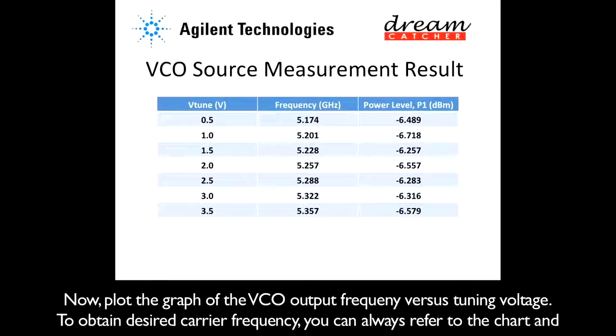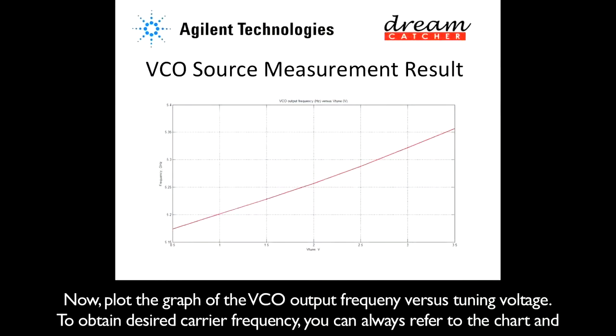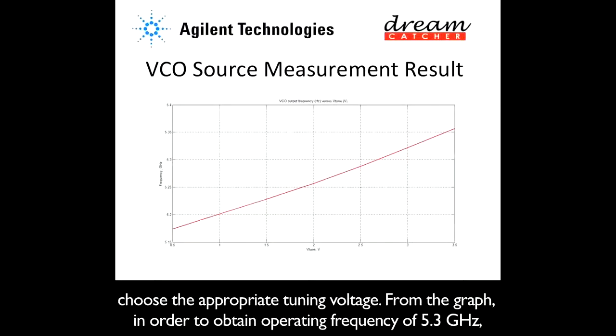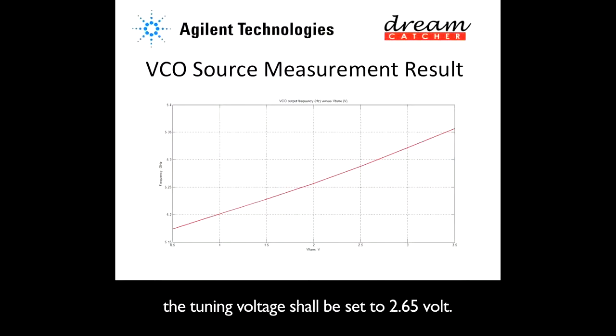Now plot the graph of the VCO output frequency versus tuning voltage. To obtain the desired carrier frequency, you can always refer to the chart and choose the appropriate tuning voltage. From the graph, in order to obtain an operating frequency of 5.3 GHz, the tuning voltage shall be set to 2.65 volts.